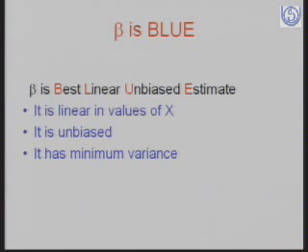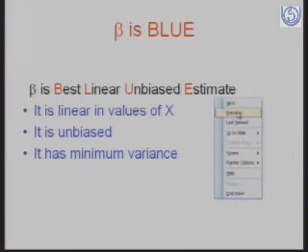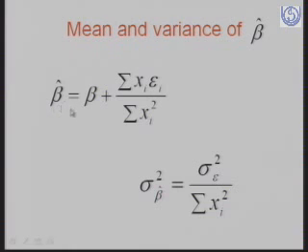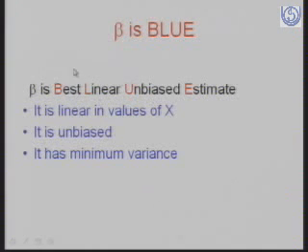In the OLS estimation we get estimates which are the best linear unbiased estimates. We saw in the previous slide that beta cap can be described as beta plus summation xi epsilon i divided by summation xi square. That means beta cap is a linear combination of these things. So it is a linear estimate, linear in x.